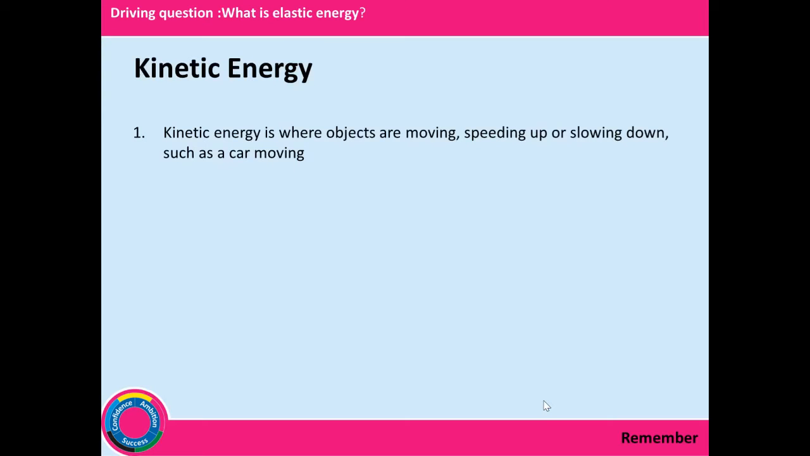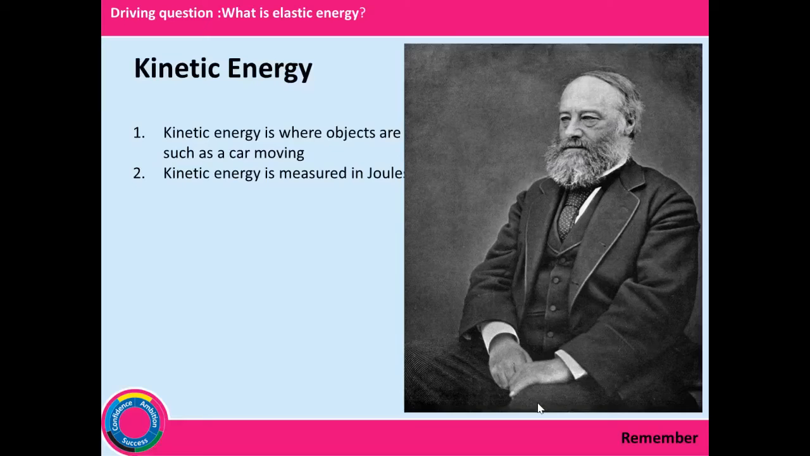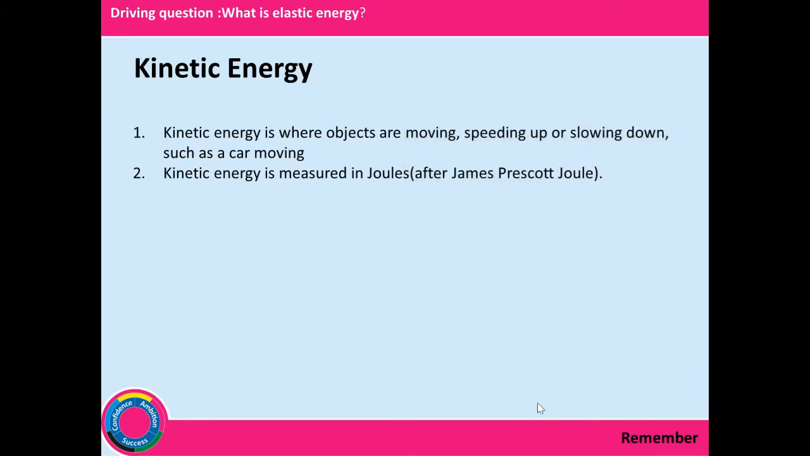Okay, kinetic energy is where objects are moving, speeding up or slowing down, such as a car moving. Anything that's moving has got kinetic energy because it is moving. Kinetic energy is measured in joules. Remember that comes after James Prescott Joule. There he is. He was the one who did the experiments with energy and who had the units named after him. This is the equation for kinetic energy. Kinetic energy is half mass times velocity squared.